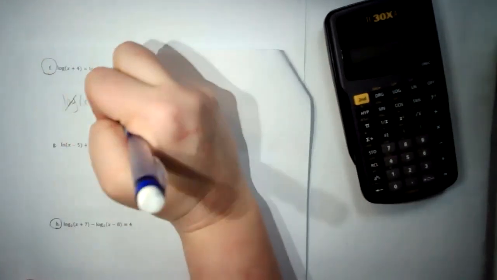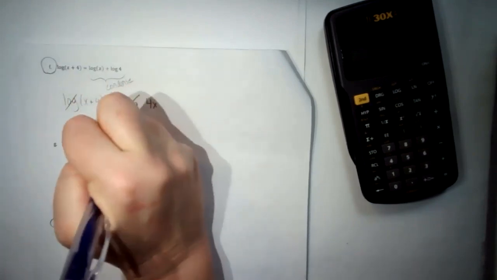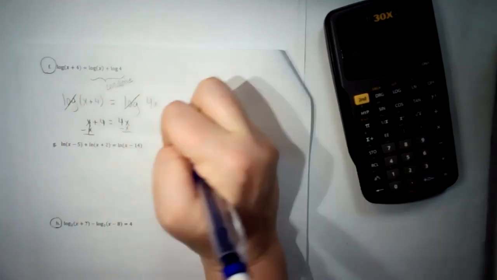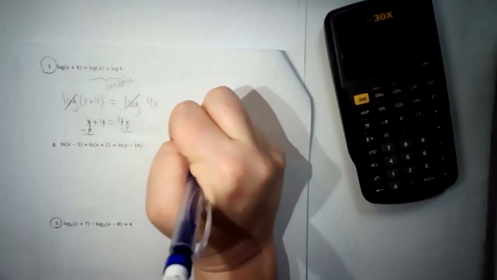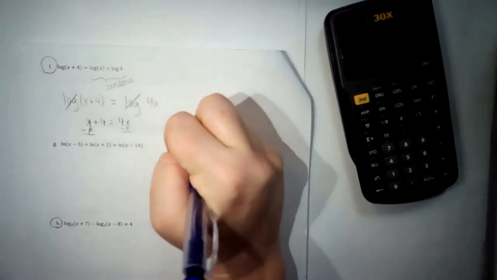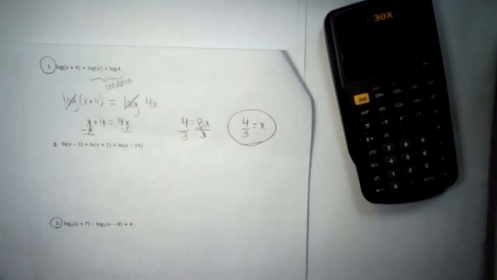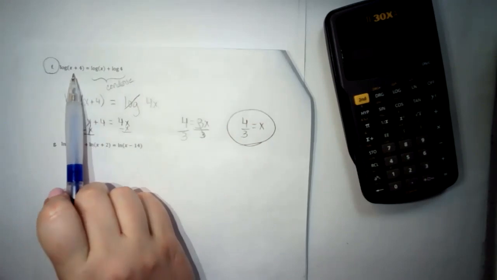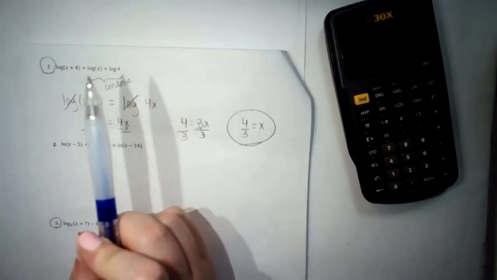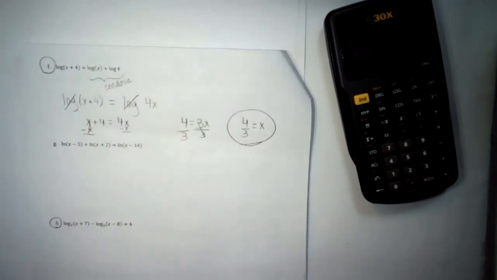Okay, so now I do have log equals log. So my logs are going to cancel. And all I have to do is set my arguments equal and solve. So I'm going to subtract x from each side. 4 equals 3x. I'm going to divide by 3. And x equals 4/3. And if I check that in each argument, all the arguments are positive. So I'm good to go.